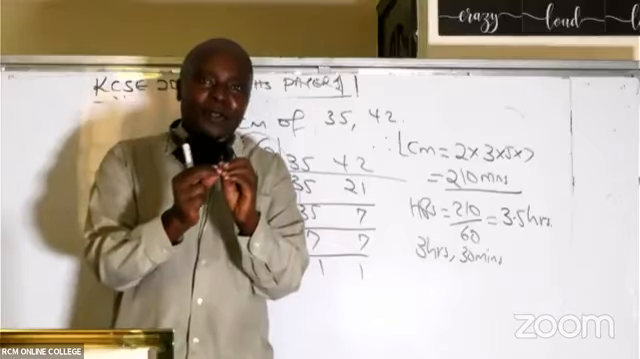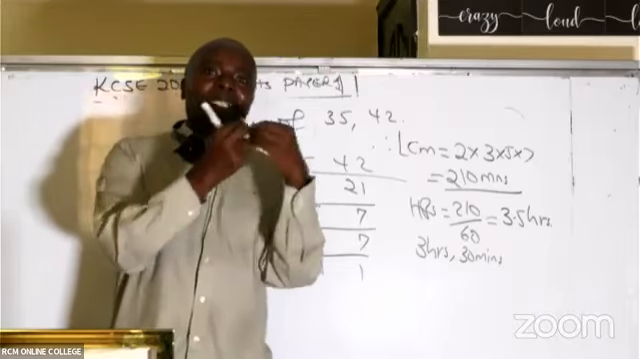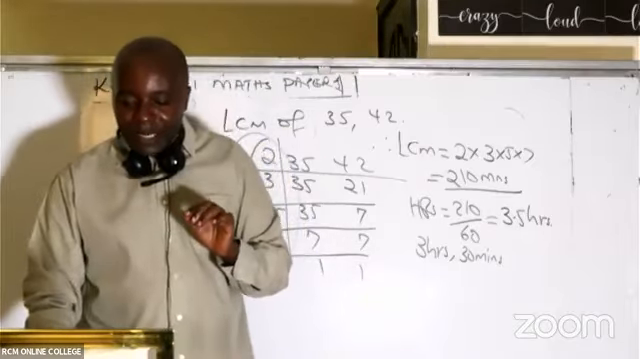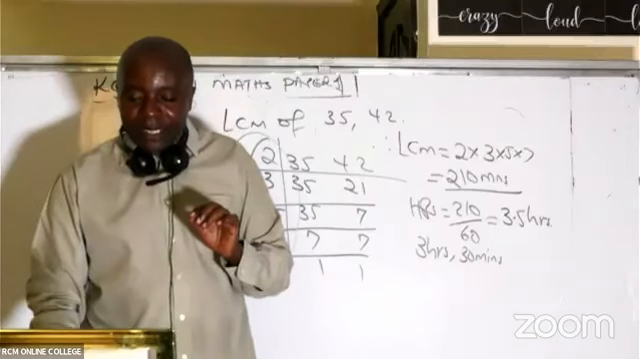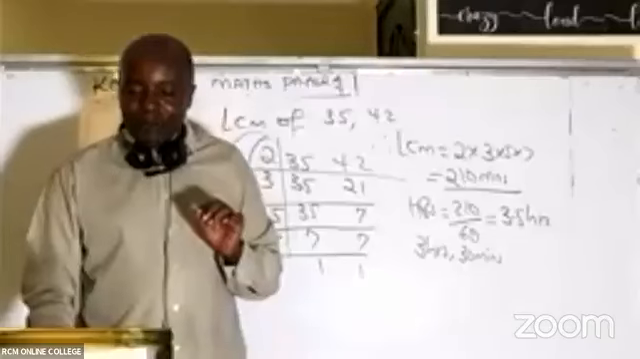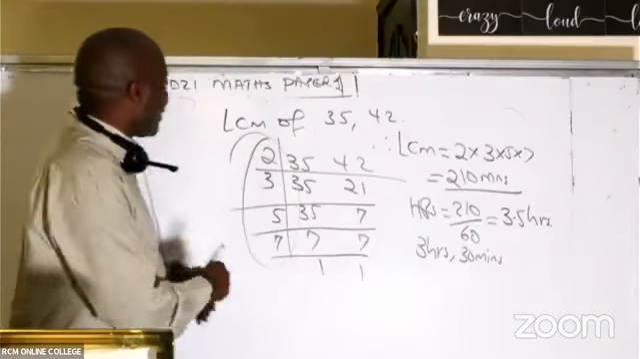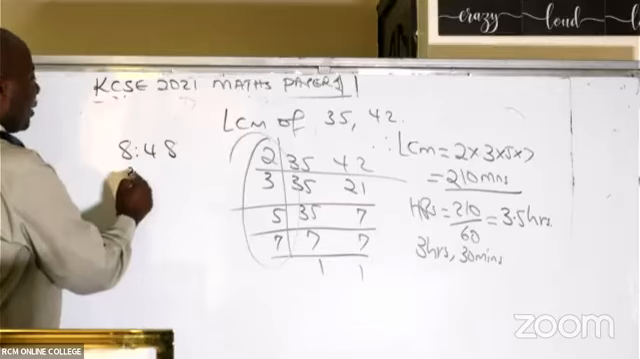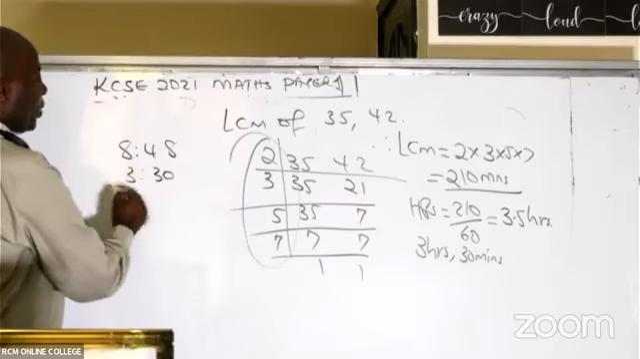So remember, they have given you the time when they last rang simultaneously. They have given us here, the last time they rang at the same time is 8:48. So come and add here. In this case, 8:48 plus 3 hours and 30 minutes. So please go ahead and add.